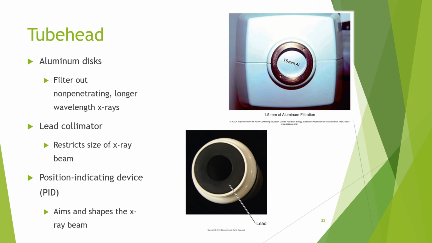The positioning indicating device, the PID, is what aims and shapes the X-ray beam. And so that is what we actually point toward the patient, and we line it up with our receptor in order to be able to point those X-rays toward that receptor and get the shot that we're looking for.